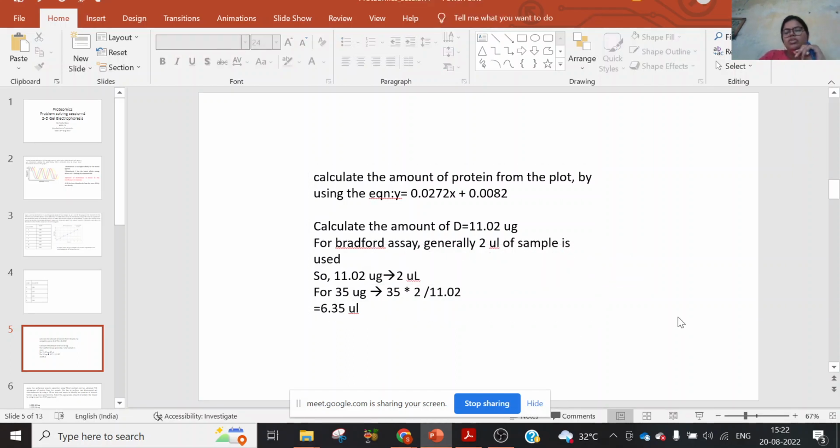So is it clear now? This is the same as we discussed in our Saturday session 2. There we discussed a similar kind of problem for Bradford assay, and we also calculated for all four different proteins. So this is the same kind of question. Is it clear now, or is anyone still having any confusion? Then let me know.